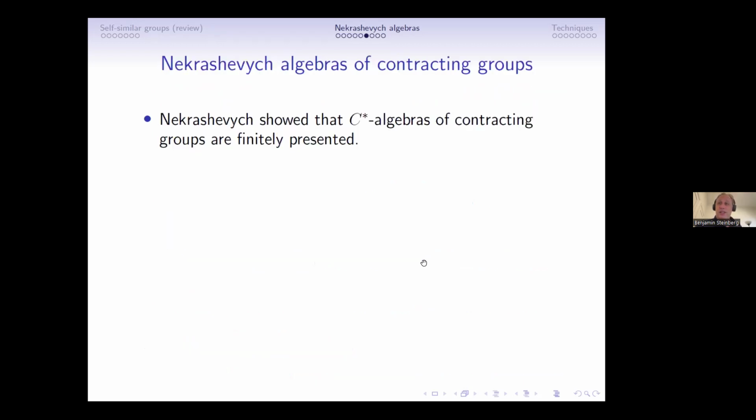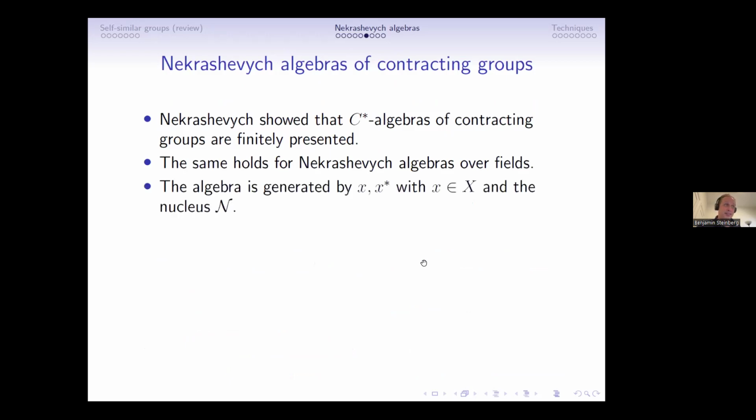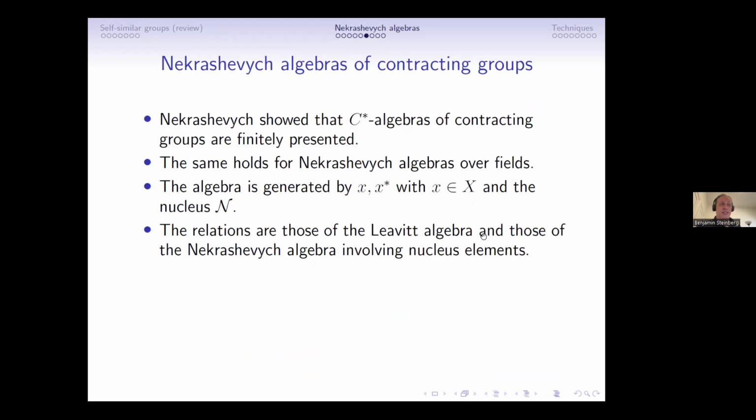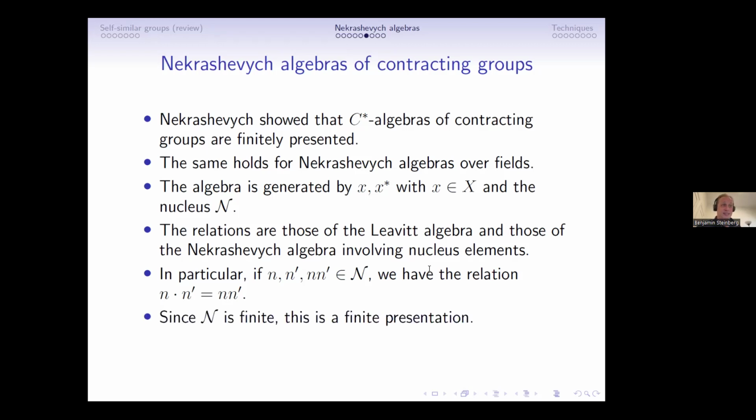Okay, for contracting groups, the C-star algebras and the rings are finitely presented. This was shown by Nekrashevych in his paper. The algebra is just generated by the letters and the nucleus. And the relations are the Cuntz-Krieger style relations and the relations from the Nekrashevych algebra that involve nucleus elements. So you need things like, if the product of 2 nucleus elements is a nucleus element, then you have to put that in, and then the relations involving sections, but only for nucleus elements. So it becomes a finite presentation.